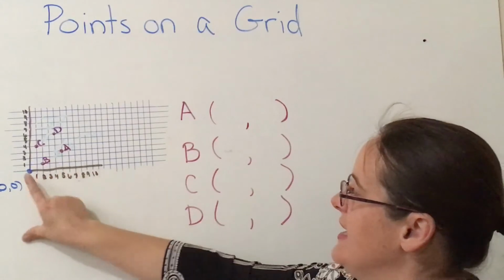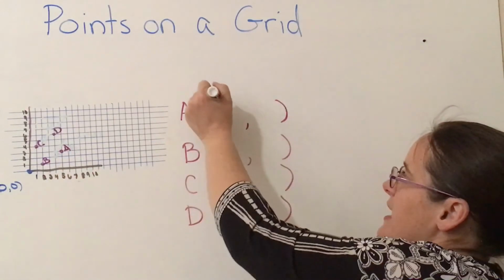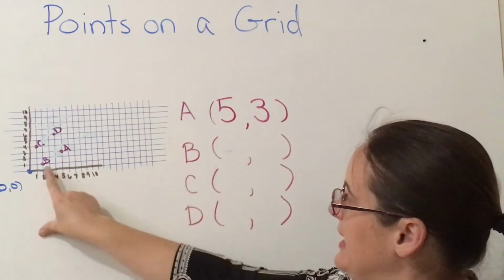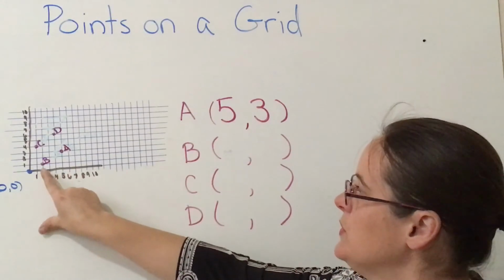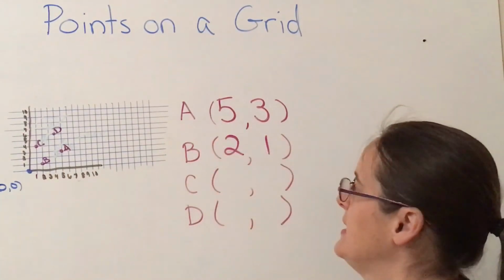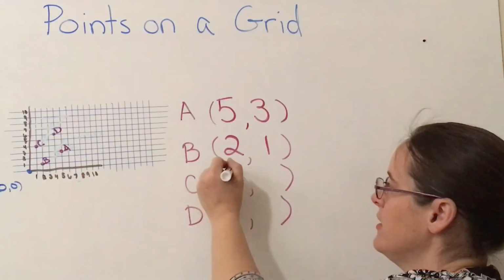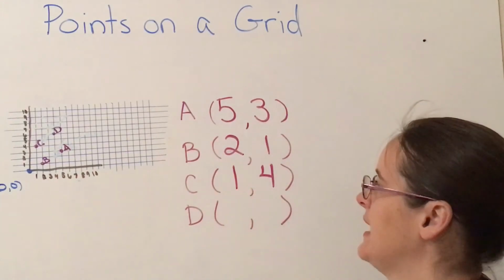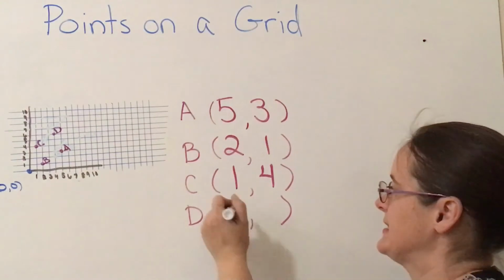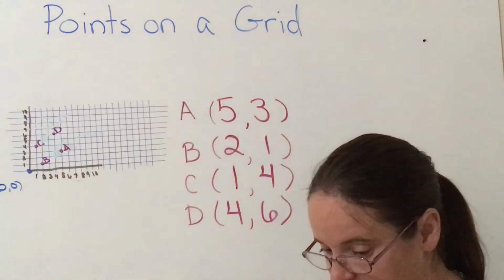So A is over 5 and up 3. So the answer to A is going to be (5, 3). B is over 2 and up 1. So the answer will be (2, 1). C, over 1, up 4. (1, 4). And D, over 4, up 6. So there's your answer to the first set.